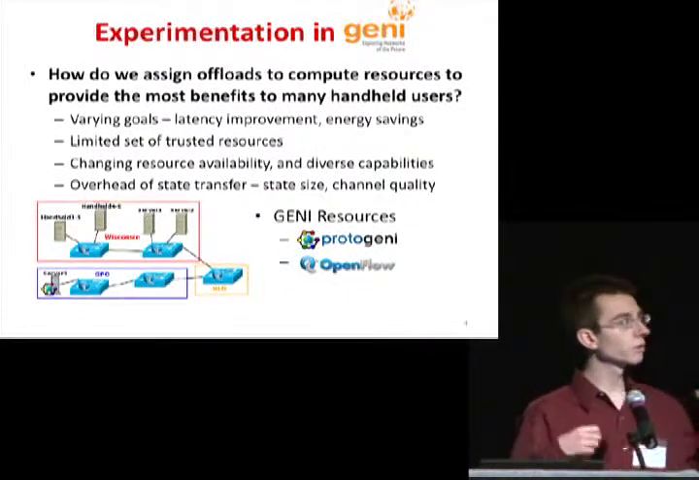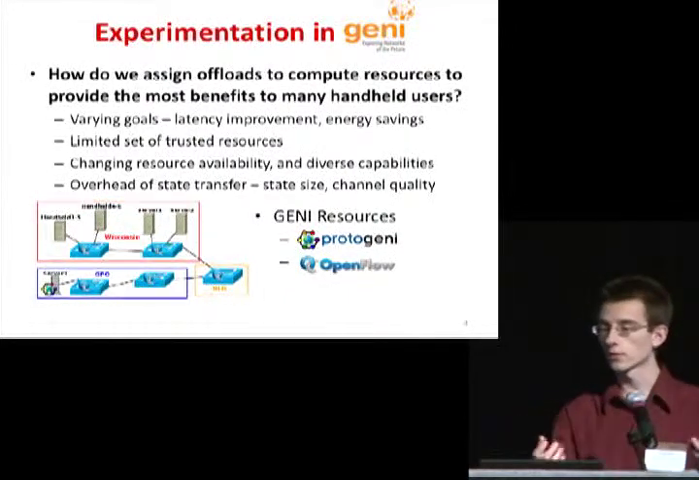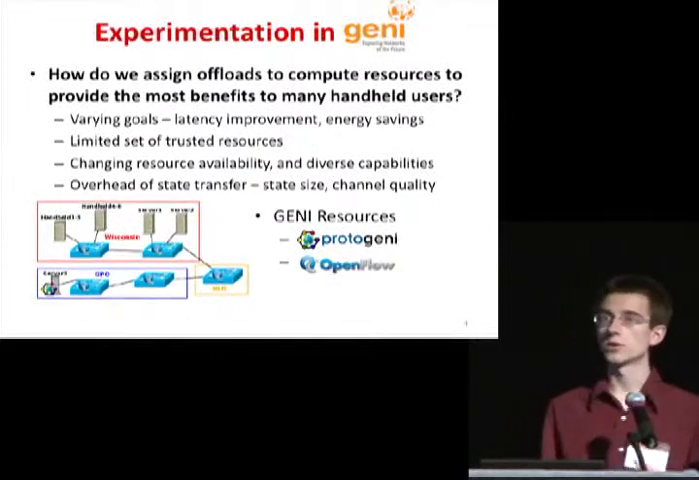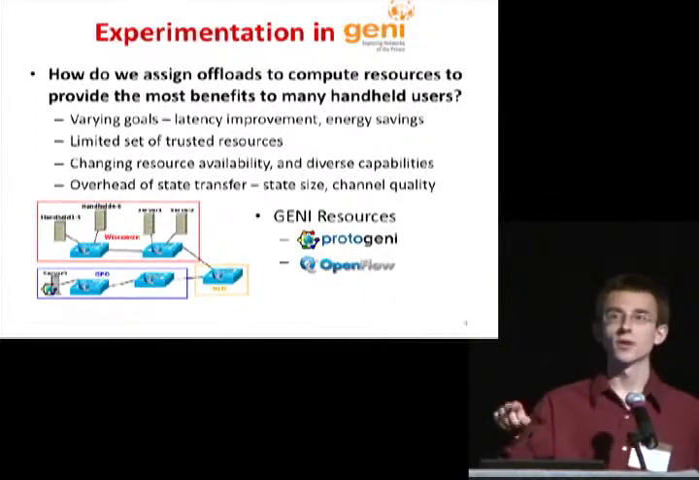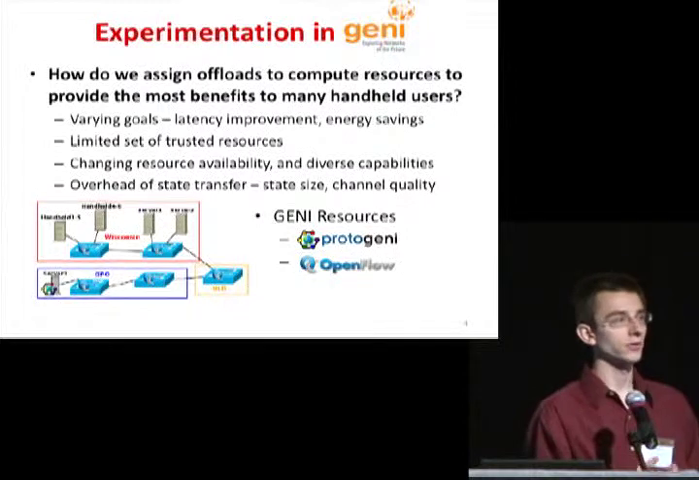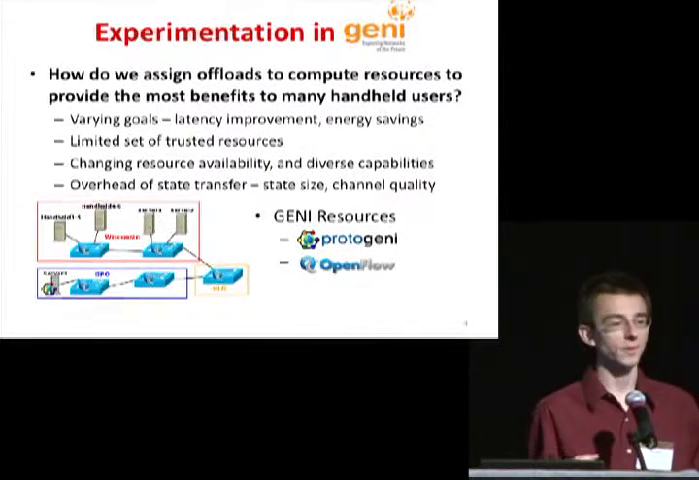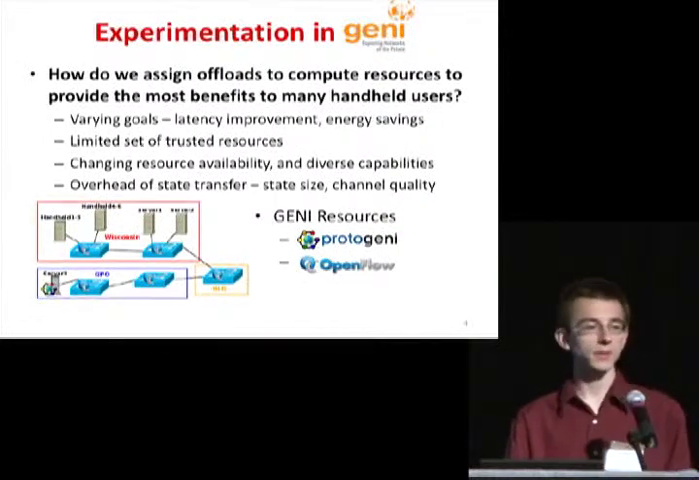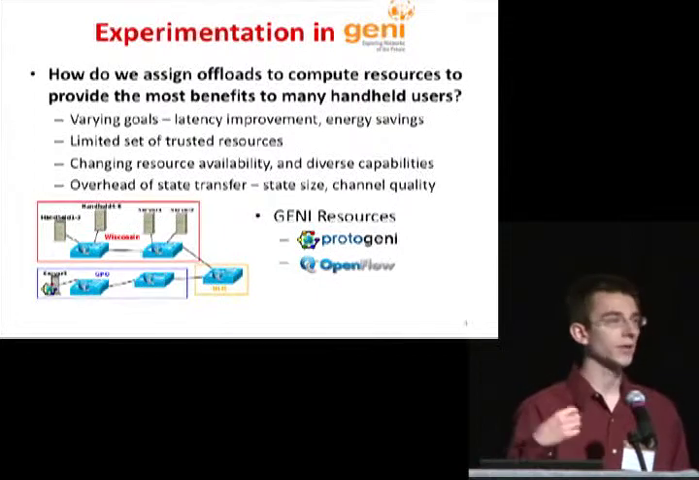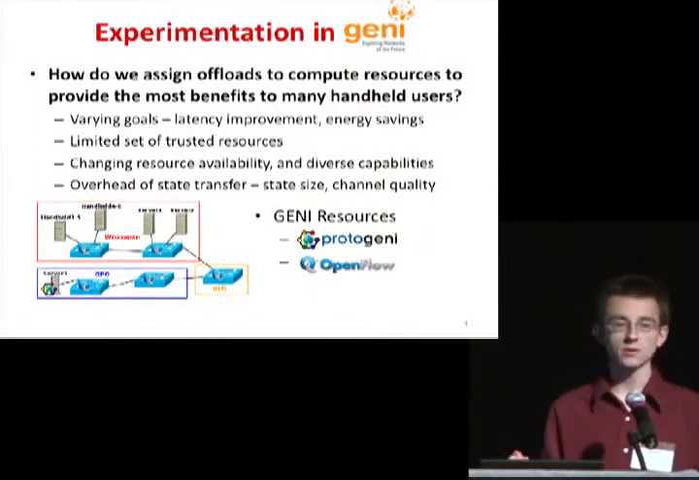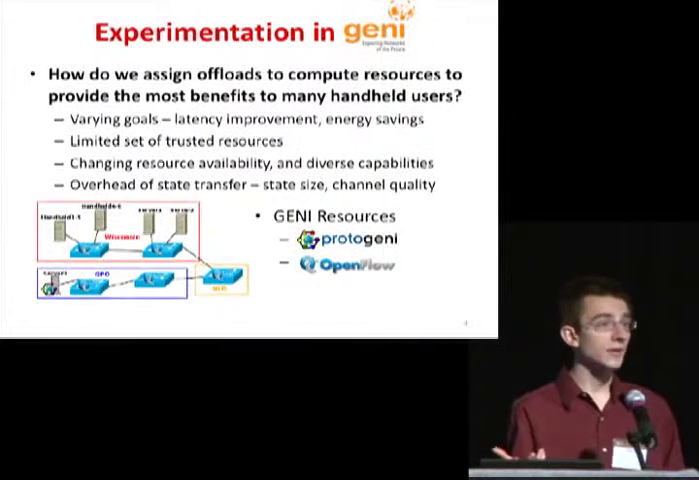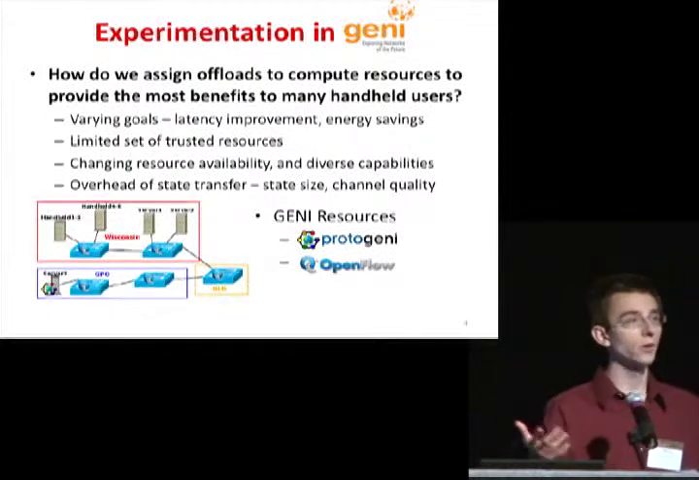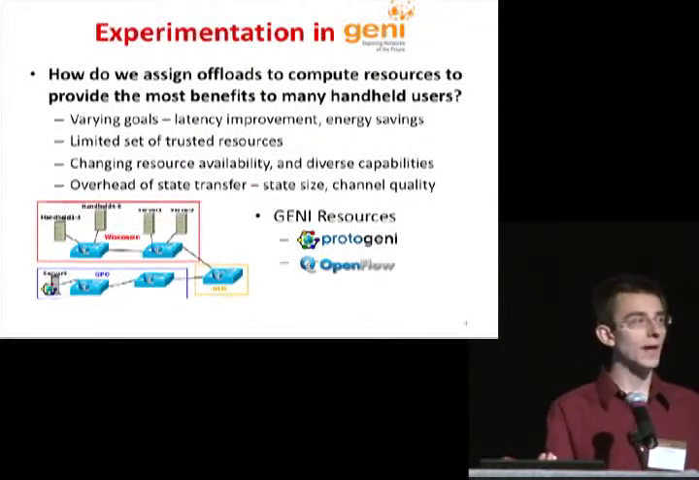As I mentioned, we're dealing with diverse users and diverse resources, so we have varying goals. We have a limited set of trusted resources for each user. You may only trust friends within your circle of people at work, or you may trust anyone within your company to run your application. We have changing resource availability and diverse capabilities, and there's also overhead associated with doing the offload. We need to transfer execution state from an application, and the size of that state and the quality of the channel between the phone and our compute resources will have an impact.